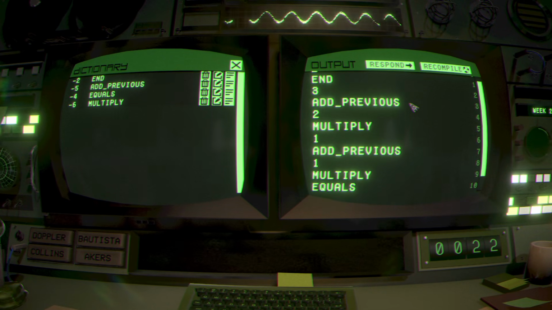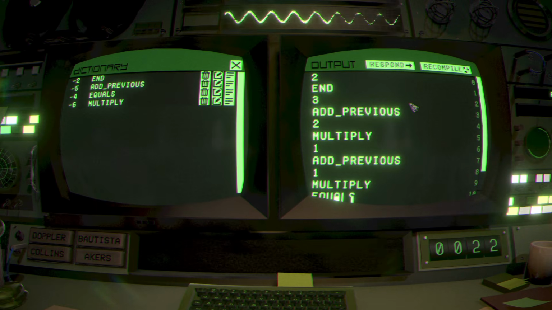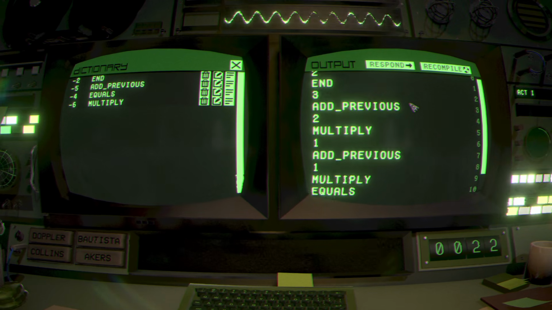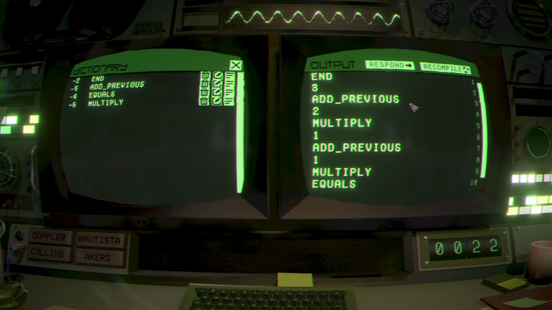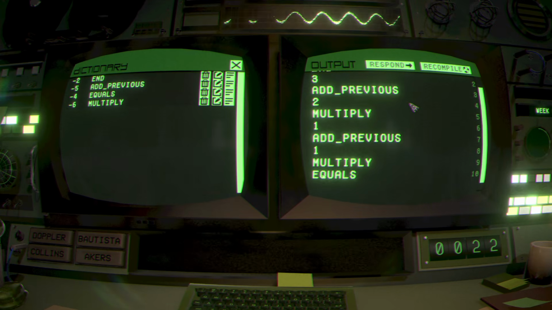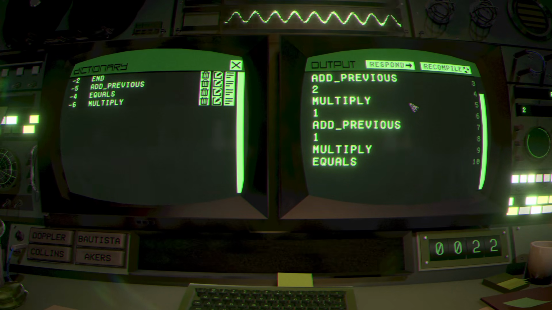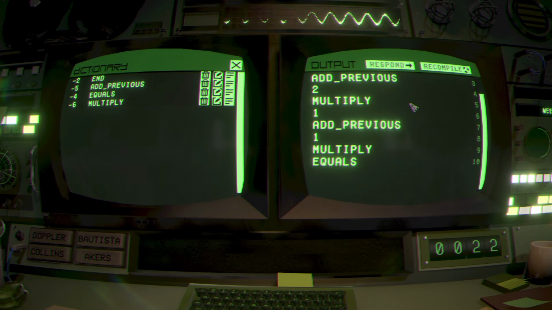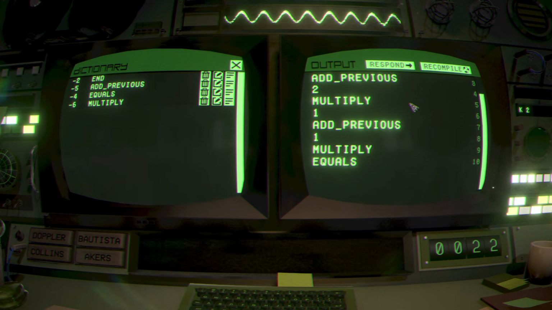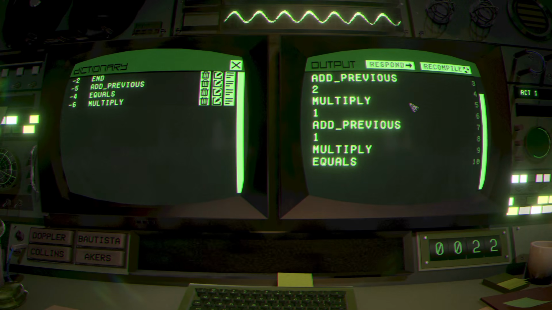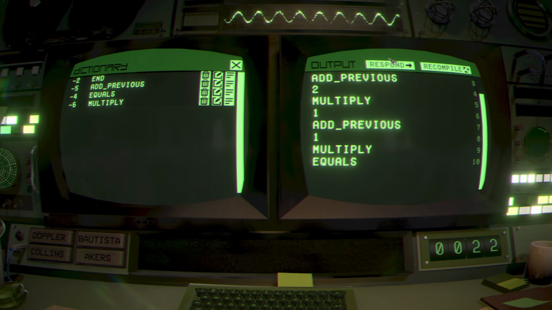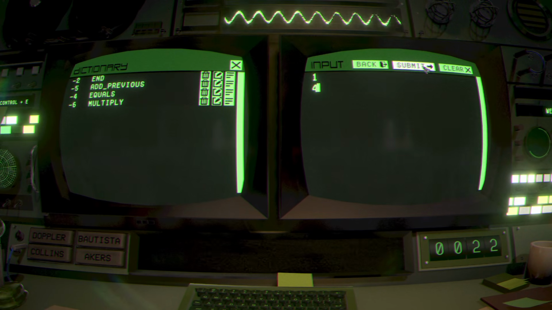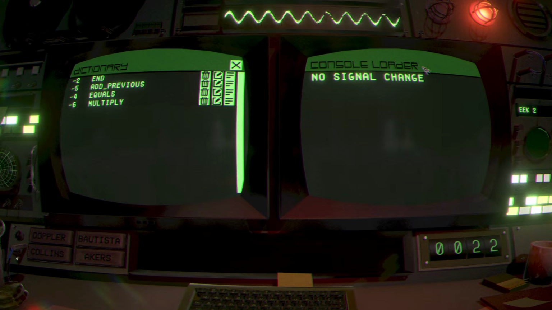2 and 3, add previous. Okay, so that's 5. 2, so multiply by 2 is 10. Add 1 is 11. Multiply by 1, 11. So by 11, we have 8, 9, 10, 11. We got 4 extra numbers, which means in base 8, 4 extra numbers means 1, 0, 1, 1, 1, 2, 1, 4. So our answer is 1, 4. No!